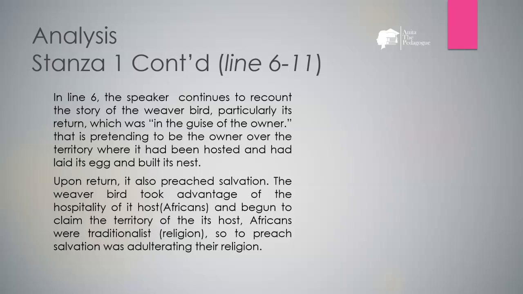So it talks about the colonial masters coming in their ships and presenting the Bible or the Word of God. The weaver bird took advantage of the hospitality of the hosts, the Africans, and began to claim the territory of it. Africans were traditionalists, that is, per their religion. So, preaching salvation was adulterating their religion, so to say.